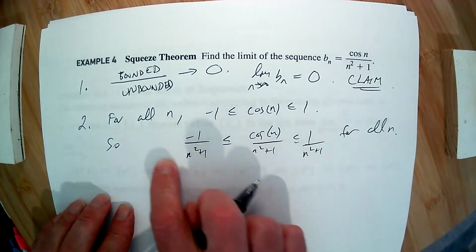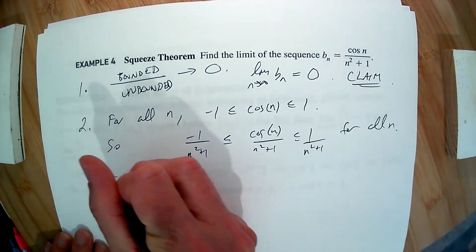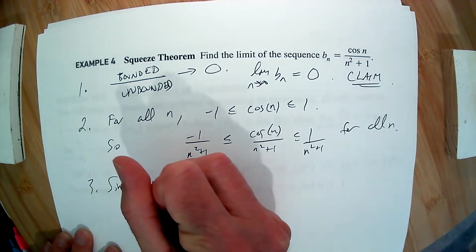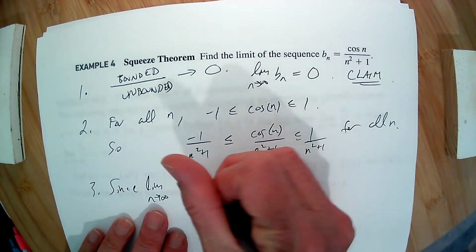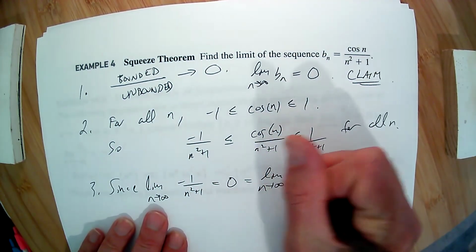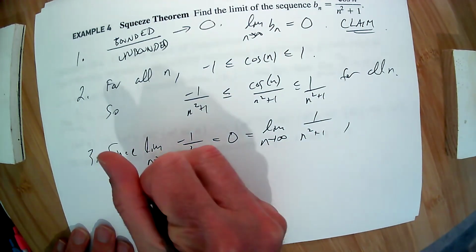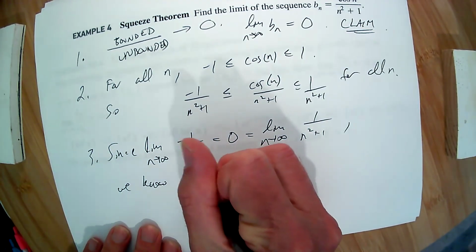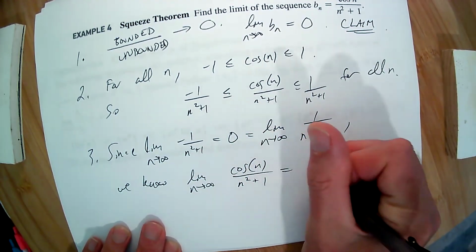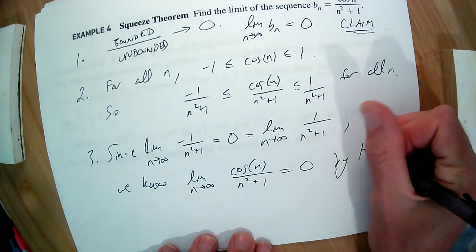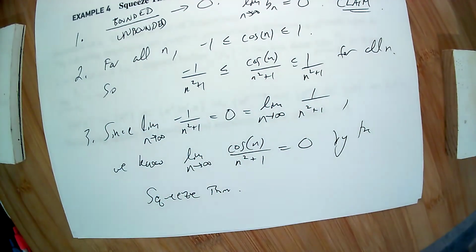So now I have a lower bound that's nicely behaved, an upper bound that's nicely behaved. They both go towards 0. So since the limit as n goes to infinity of the lower sequence is equal to 0, and that's the same as the limit as n goes to infinity of the upper bound, we know the limit as n goes to infinity of the sequence that we wanted, the thing in the middle, also has to be 0, okay? By the squeeze theorem.